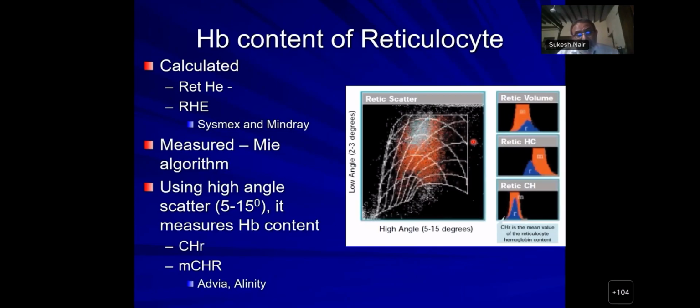Some are measured, which requires a proper algorithm because they use a slightly high angle scatter, because that scatter is apparently due to hemoglobin content. This is reflected as CHR or MCHR in ADVIA and Alinity.